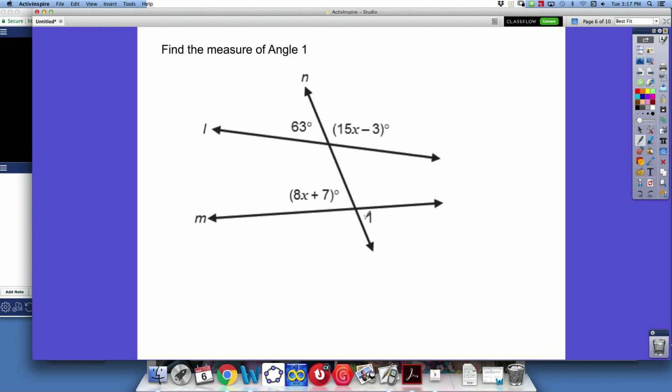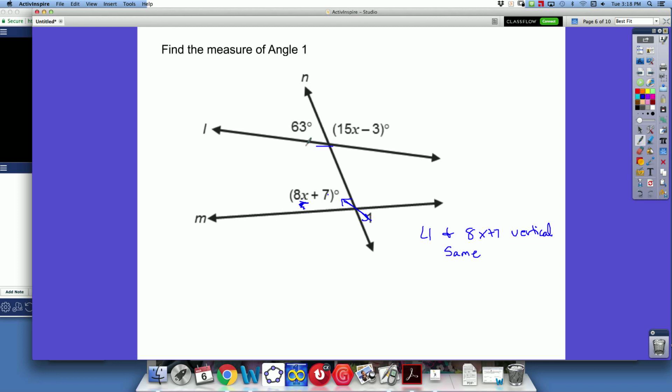So I need to find this angle. And right away I can see angle 1 and the 8x plus 7 are vertical angles. So from our first lesson, vertical is across from, and that means that they are both going to be the same. So if I want to figure out angle 1, that means first I have to figure out the 8x plus 7. But there's that pesky x in there. So that means I have to figure out x. And there's nothing down here to help me with that.